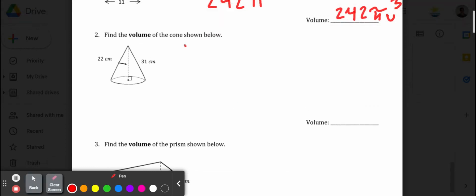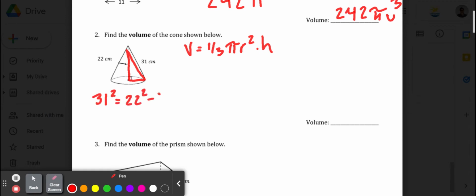So the volume of a cone is the same as a cylinder. It's 1/3 pi r squared times height. The only difference is that 1/3. And what we see here is we don't have the radius, but this does form a right triangle. So I can use Pythagorean theorem. So that's 31 squared equals 22 squared minus my radius squared.